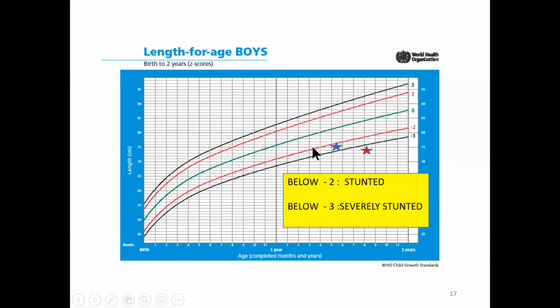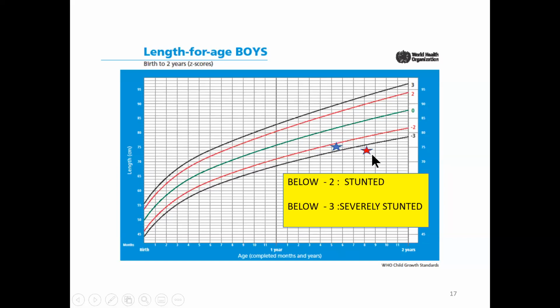For those who are growing at a faster rate, their height may be around 70 centimeters by the time they are 1 year old. Others will be almost around 80. That is normal, so they may not be the same. As long as it falls between these two lines, it is still normal. But if you plot them and they fall below -3, this child is severely stunted.